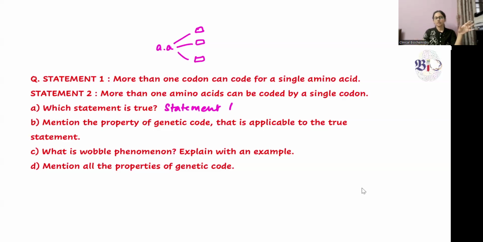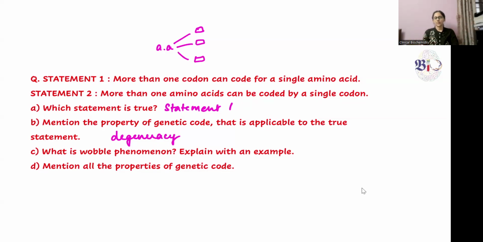Mention the property of genetic code that is applicable to the true statement. So what is the property of genetic code that is applicable here to statement 1? It is going to be degeneracy. Right. So what is wobble phenomena? Explain with an example. In the question itself, they've given which characteristic of genetic code is supported by the wobble phenomena. It is going to be degeneracy. They've asked us to explain wobble phenomena with an example, then mention all the properties of genetic code. So this is the question.